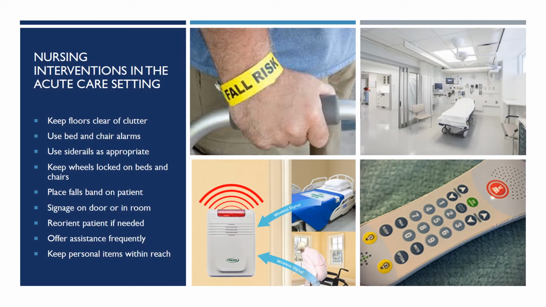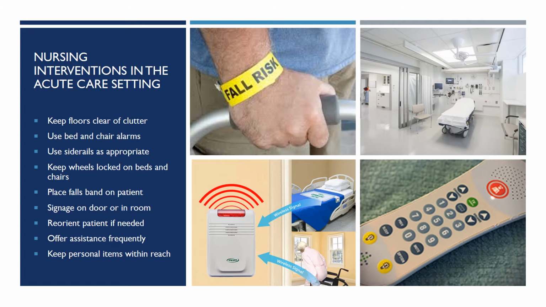When thinking about nursing interventions for falls, there are tons that come to mind. Some we will talk about today are keeping floors clear and free from clutter, using bed and chair alarms, using side rails as appropriate, ensuring wheels are locked on beds and chairs, placing fall bands on patient's arm, and appropriate signage on the door or in the room, reorienting patient as needed, offering assistance frequently, and keeping personal items within the patient's reach. Most of these are self-explanatory, but we'll go over them briefly.